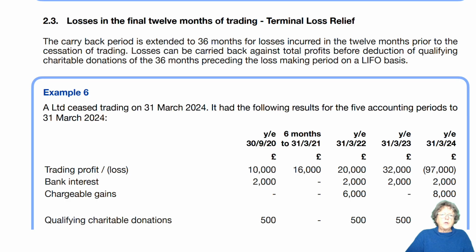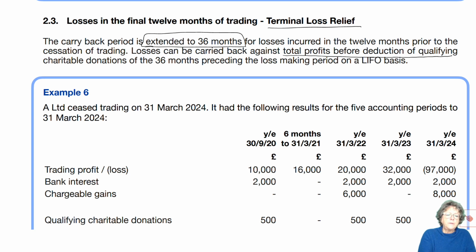The next aspect we're going to look at in this chapter is what happens when we cease to trade and make losses in the final 12 months of trading. It's called terminal loss relief. Here the rule is that you can carry back 36 months for losses that have been incurred in the final 12 months prior to cessation of trade. And they are carried back against total profits before deducting QCDs.